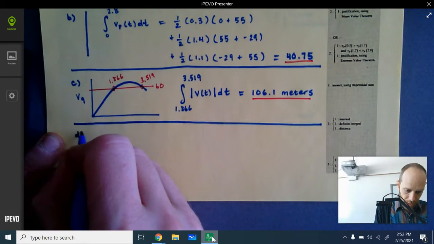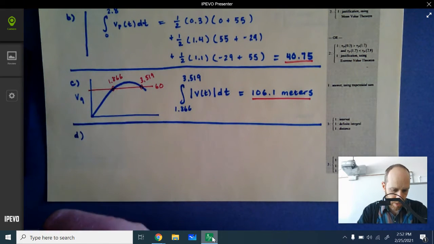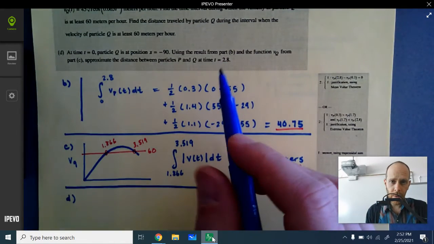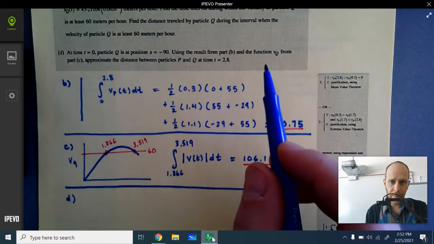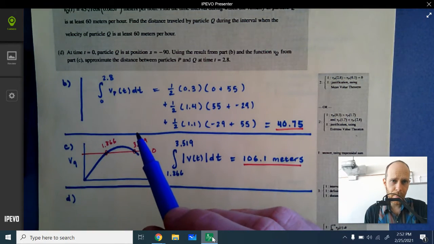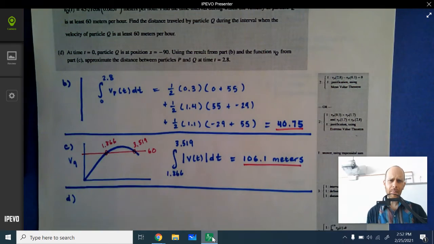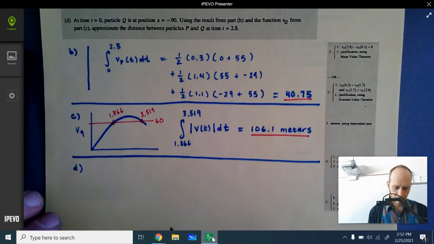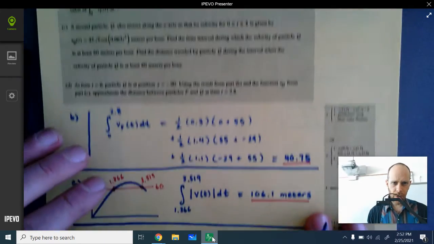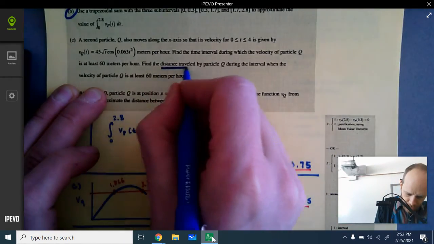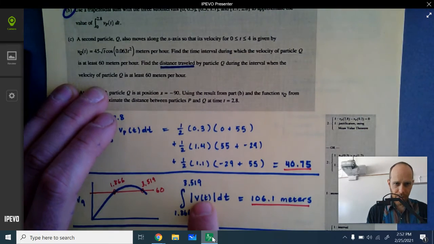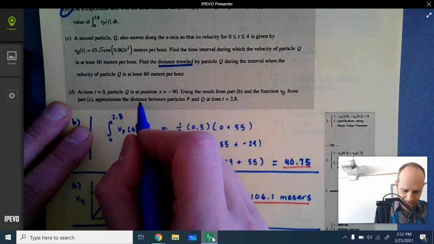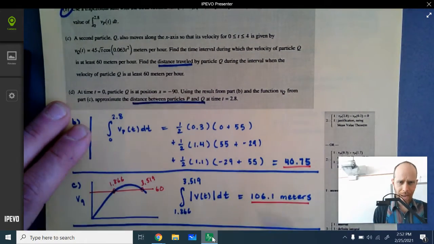Okay, let's do D together. D is a little goofy. D says at time t equals 0, particle Q is at a position of -90. Using the results from part B and the function vQ from part C, approximate the distance between particles P and Q at time 2.8. So this one is a different question. You'll notice that here we were asked for the distance traveled, and that's when you want to use the absolute value. This right here is asking us for the distance between 2 objects.